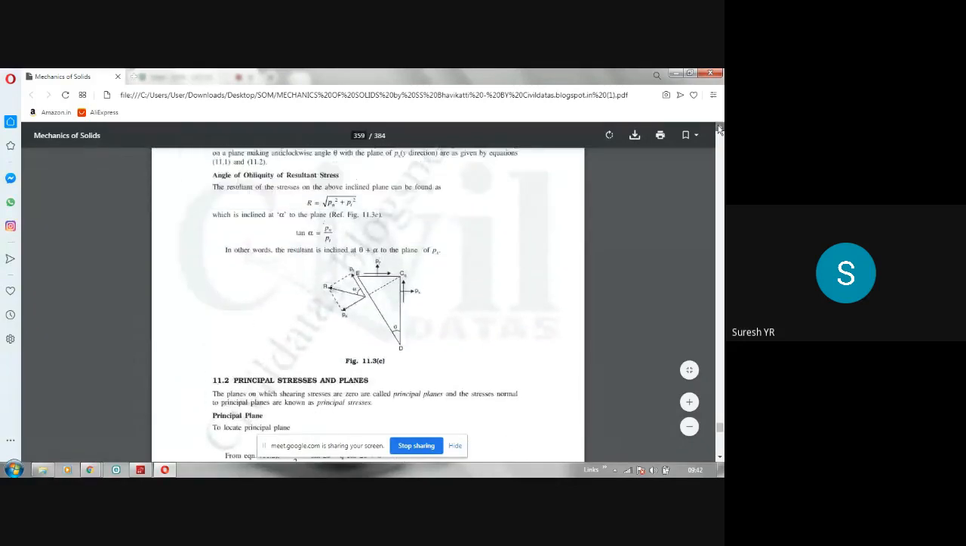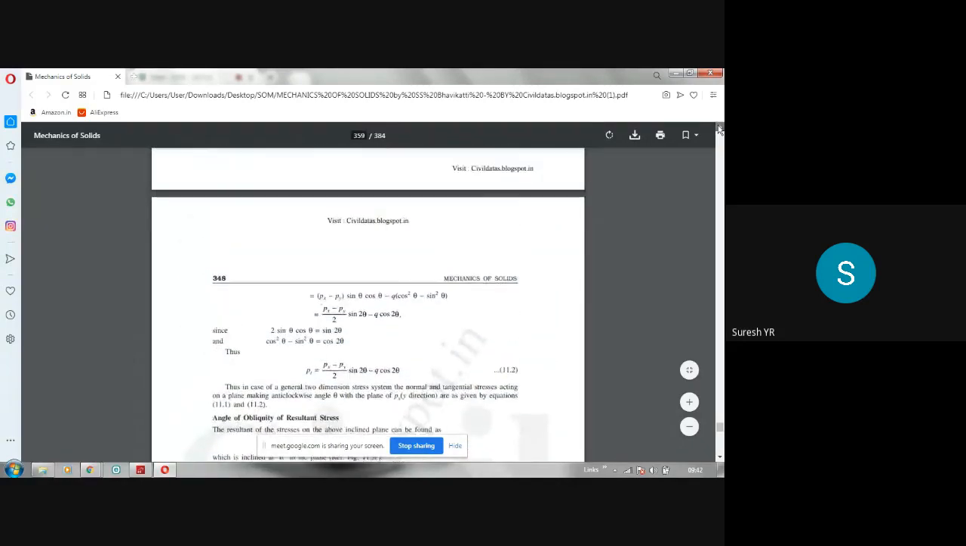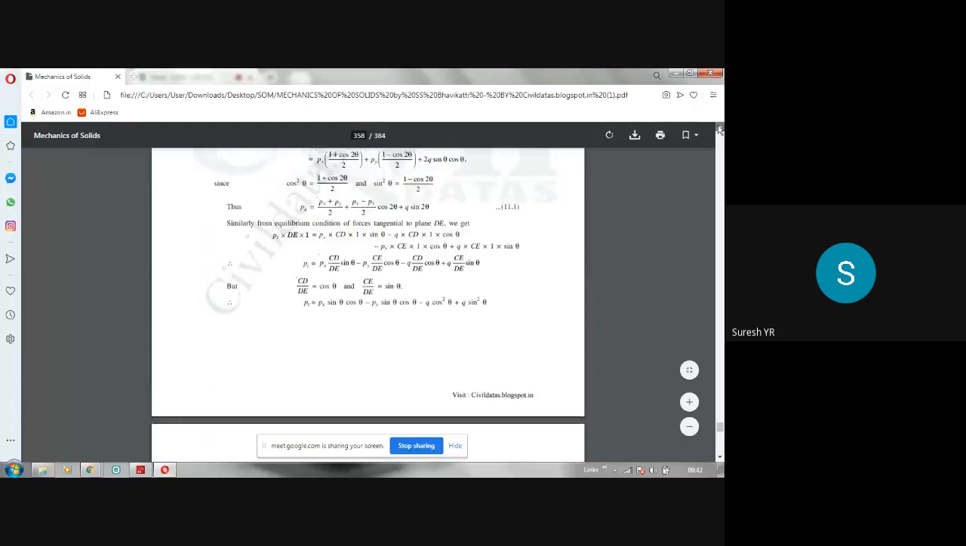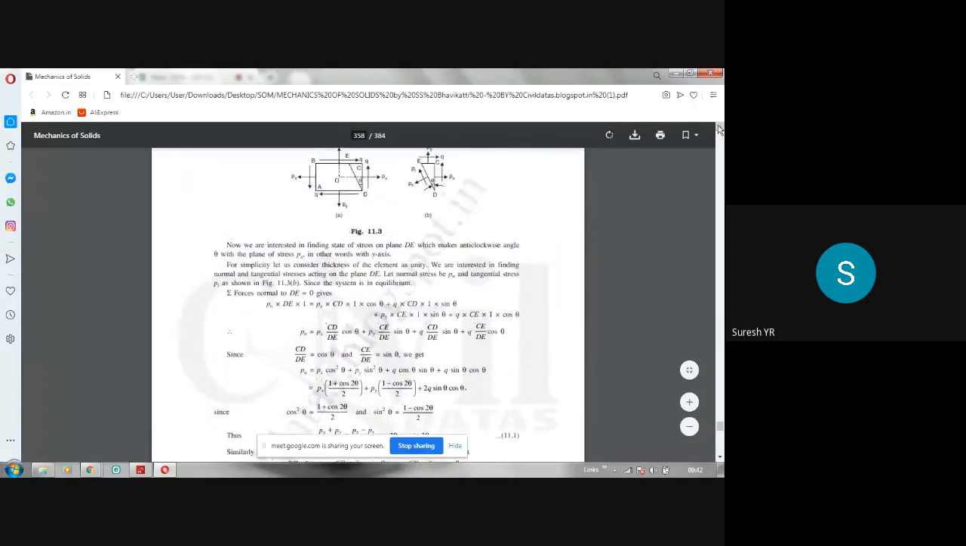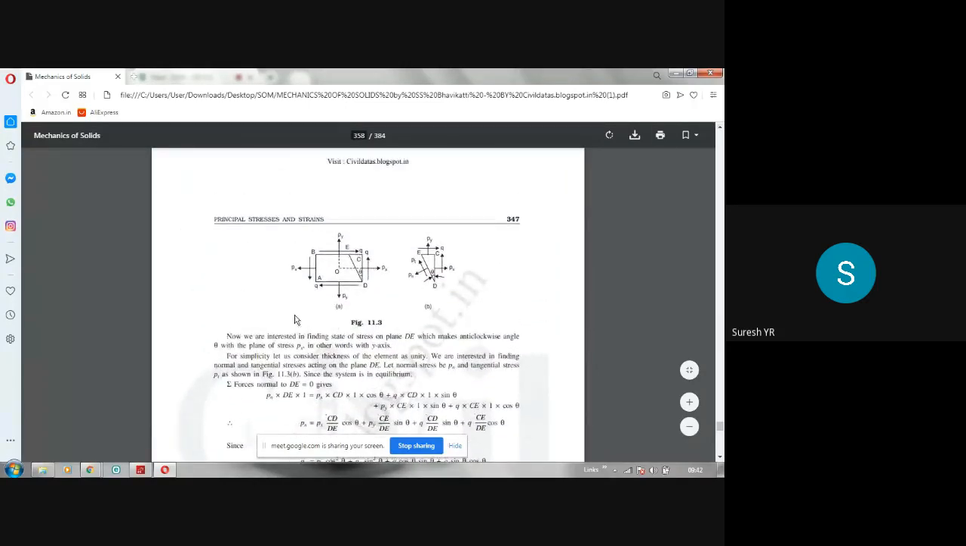See, this is 11.3a. That is the first diagram which we have used to derive the expression for the Pn and Pt values. So this is the diagram. What we have taken are Px tensile, Py tensile, and Q shear stress.